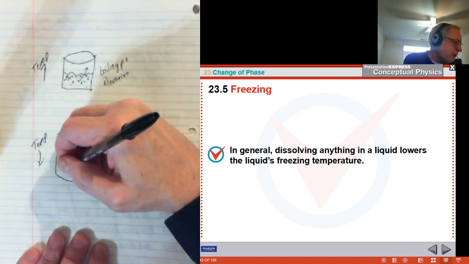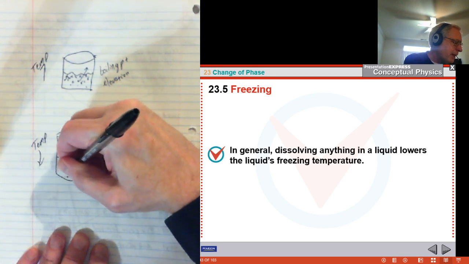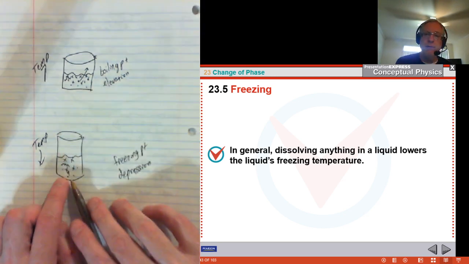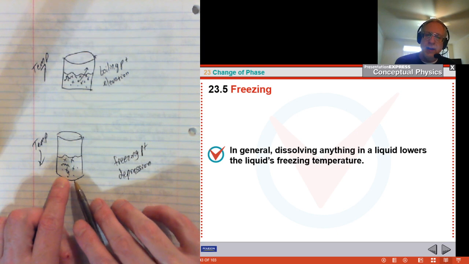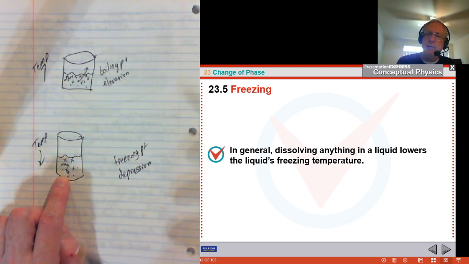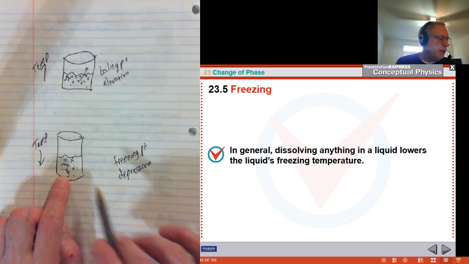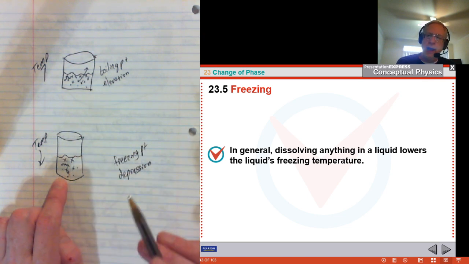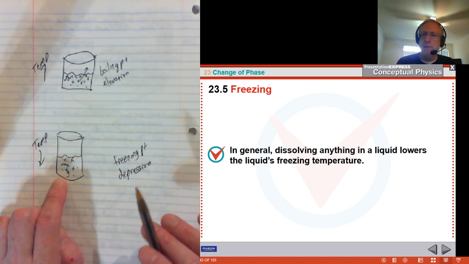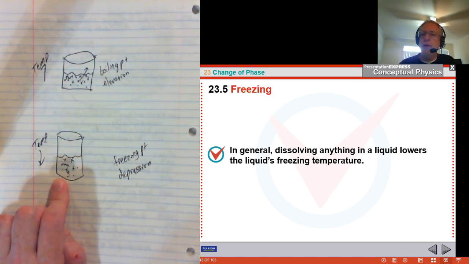But some of these particles will try to make it, and this salt particle will physically be in the way. So it makes it harder for the object to freeze. And usually the more salt particles you have, the harder it is for something to freeze. And that's why you put salt on the roads in the winter, because it lowers the freezing point of the water so that ice forms at a lower temperature.